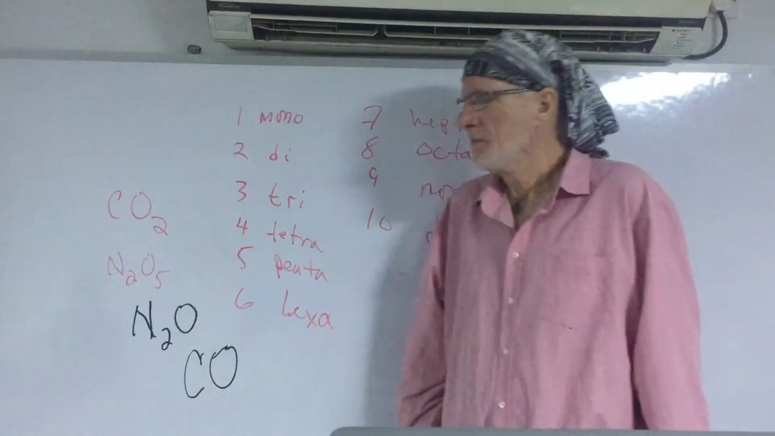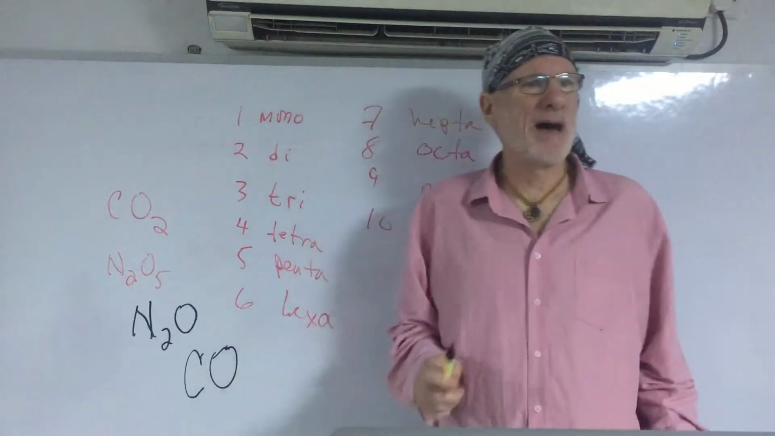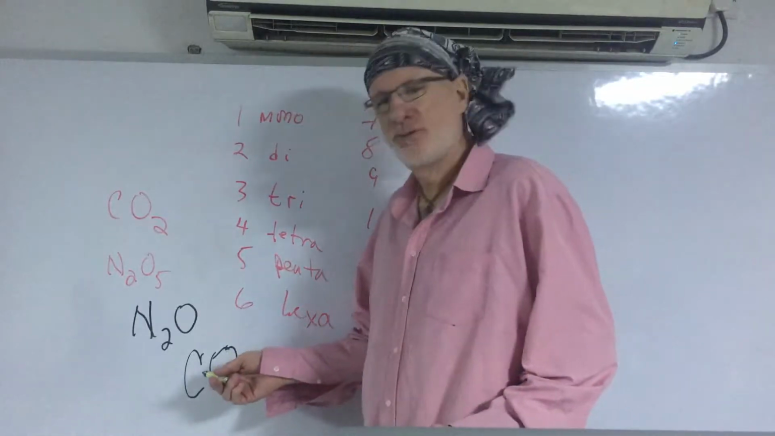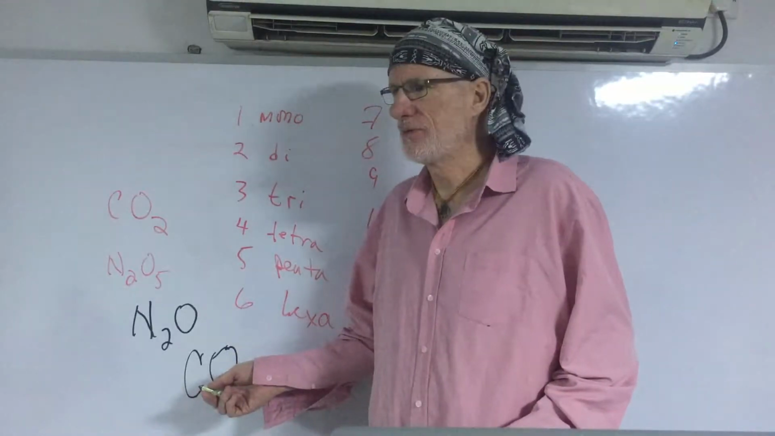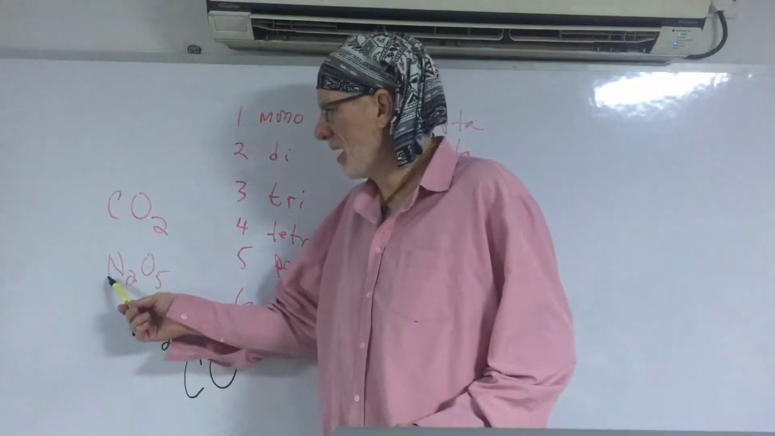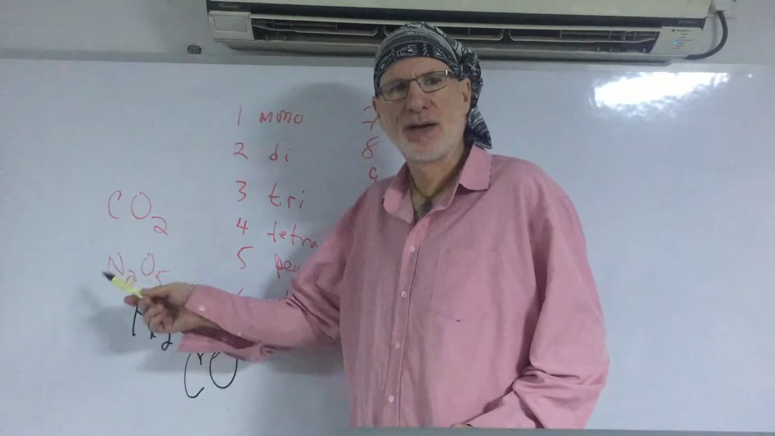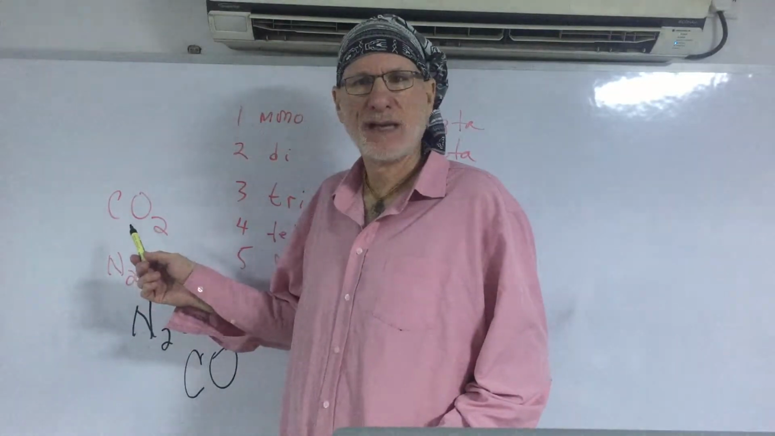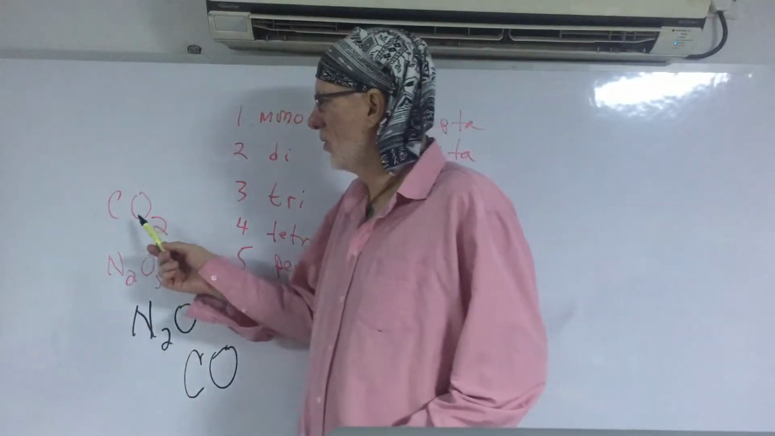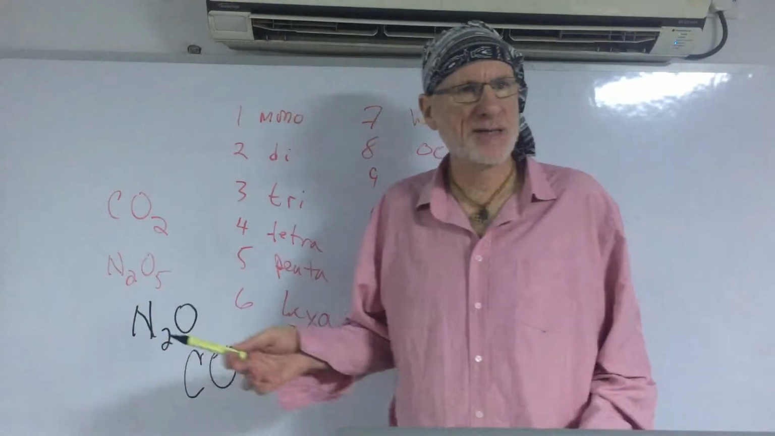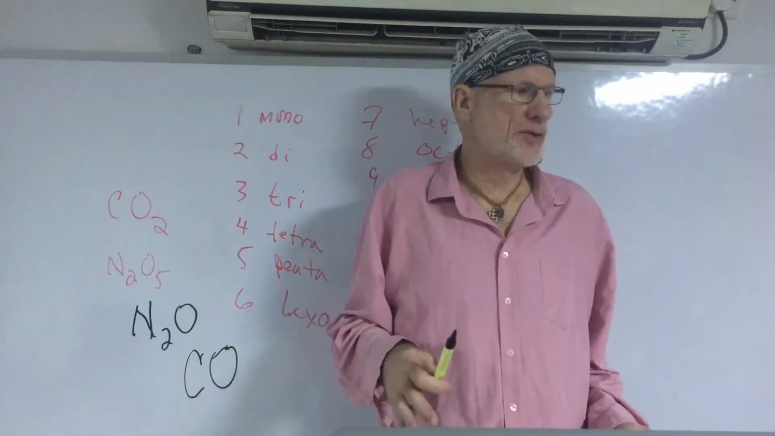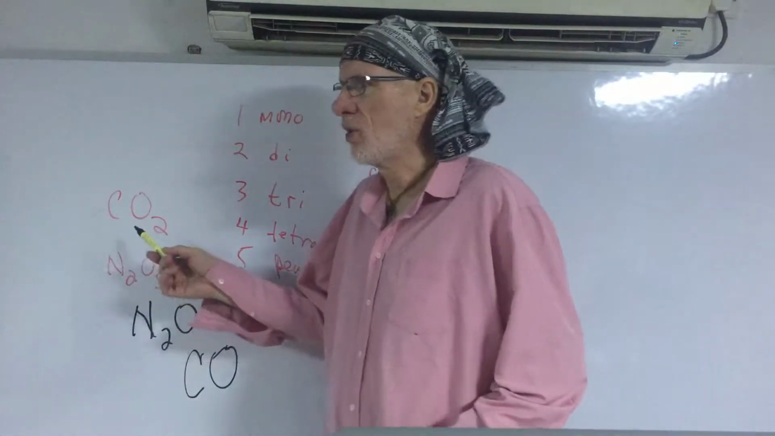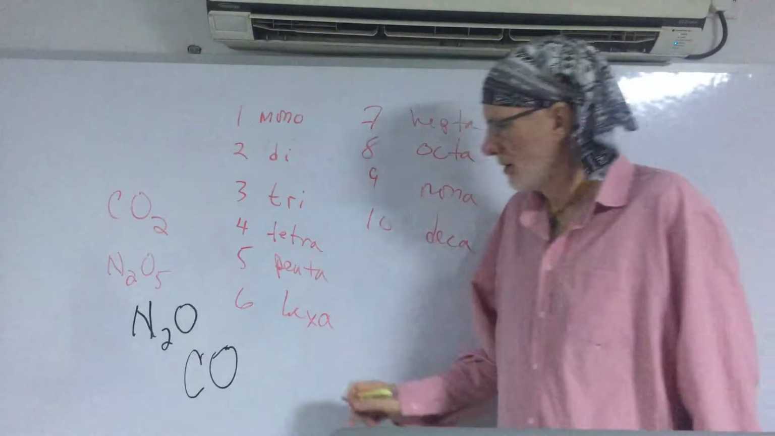I do weird things. You don't use mono if there's one positive side. We still say positive, negative. So you have the positive side and the negative side, right? If there's only one in the positive side, you don't use mono. The only time you don't use a prefix is if there's one positive side.